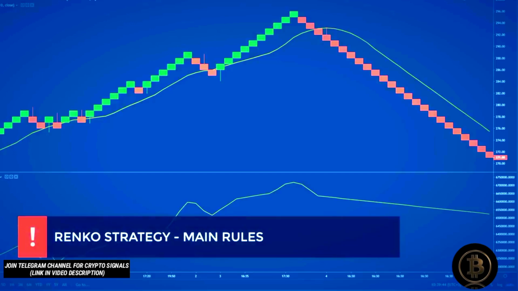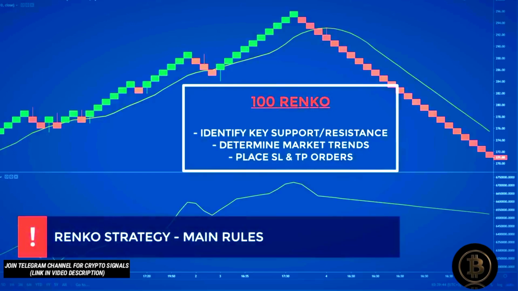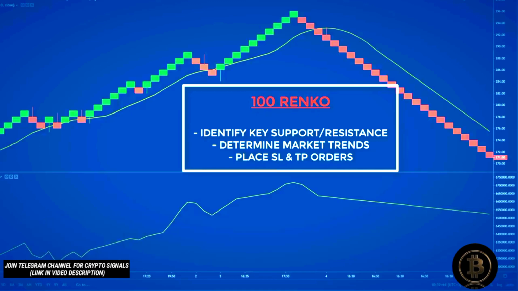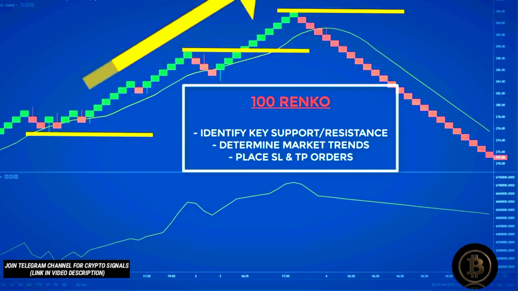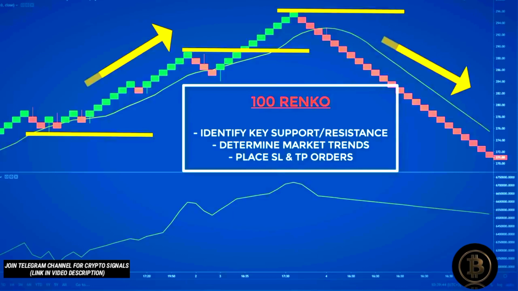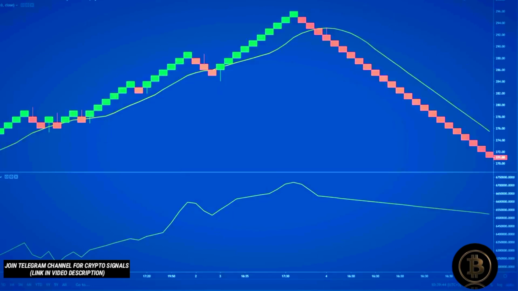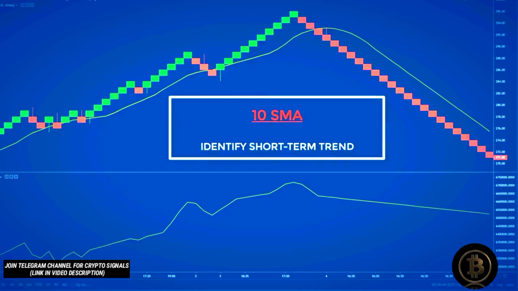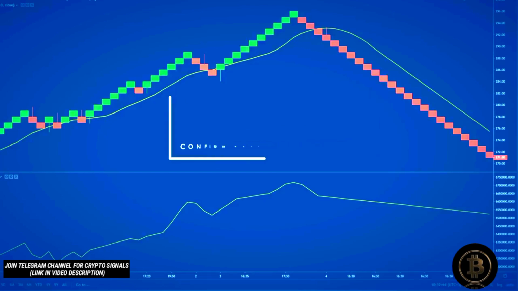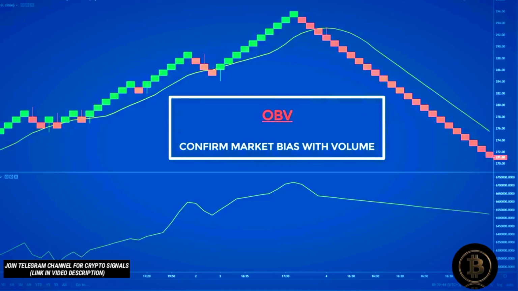Here are the main rules of this strategy. We'll use the 100 Renko bars to identify key support and resistance levels to determine the market trends, and also to place our stop losses and take profit targets. We'll use the 10 simple moving average to determine the short-term trend, and we confirm our bias with the on-balance volume to determine if the market's volume is flowing into or out of the trading instrument.